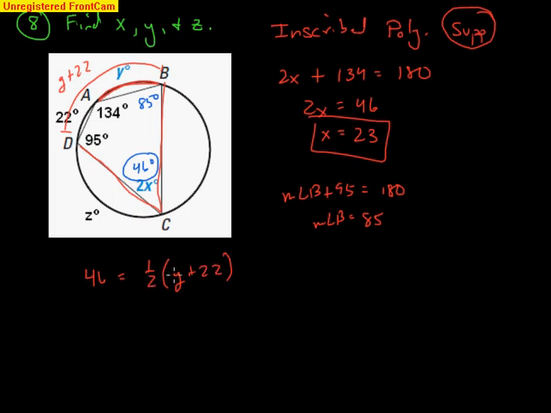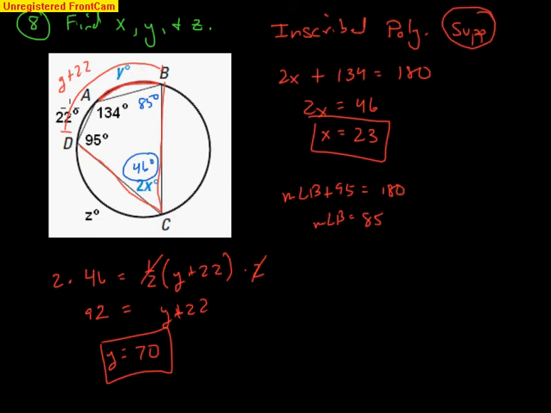Now, lazy mathematician, I don't want to do 1/2 of y plus 22. Instead, I'm going to take this equation and multiply it by 2. The 1/2 and 2 cancel, which releases the y plus 22. On this side, we get 2 times 46, which is 92. And now I can subtract 22 from both sides, and you get y is 70. And that is a 70 degree arc.